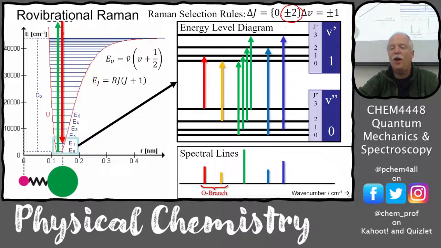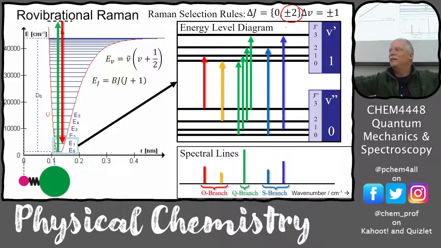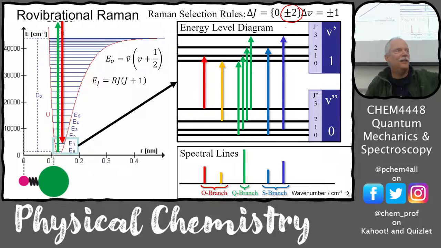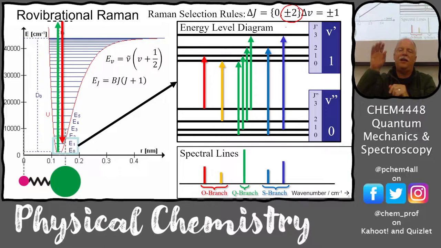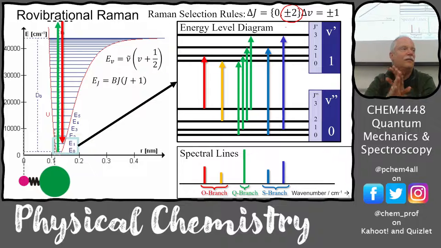Those are called O, Q, and S branches because they're further out than the P and the R. So it's still alphabetical. The Raman is an O branch. Then you have an IR P branch. Then everything has a Q branch if it's allowed by the vibration. Then you have the R branch and then the Raman S branch. So the P and R are only in the infrared absorption. The O and S are only in the Raman, and the Q can be in either one.